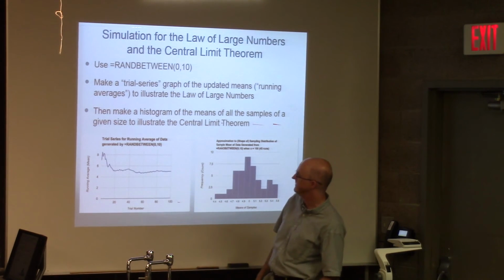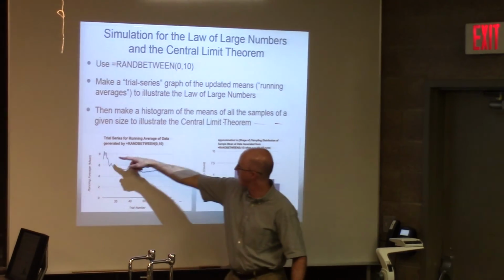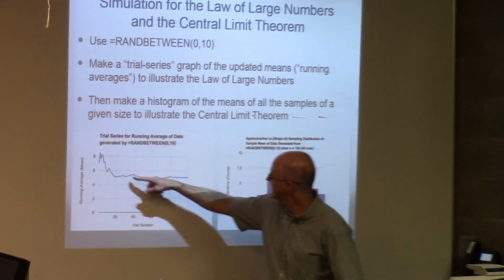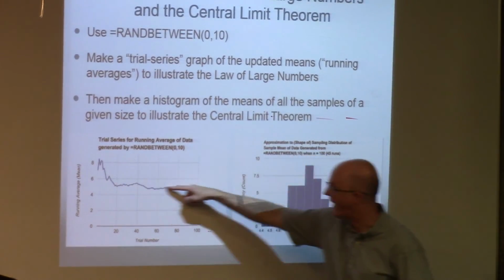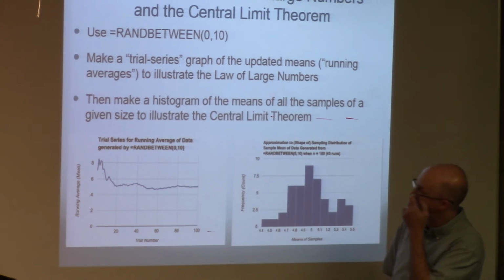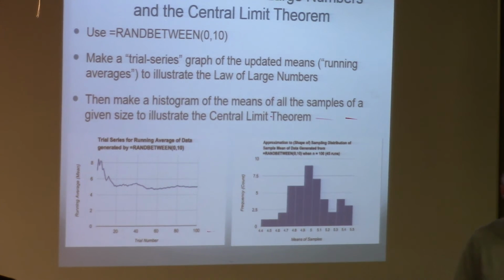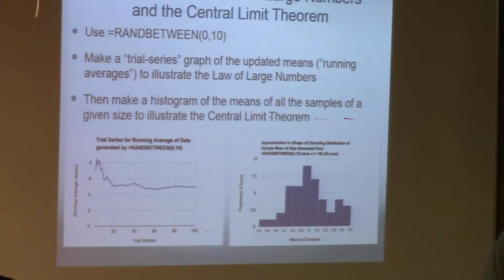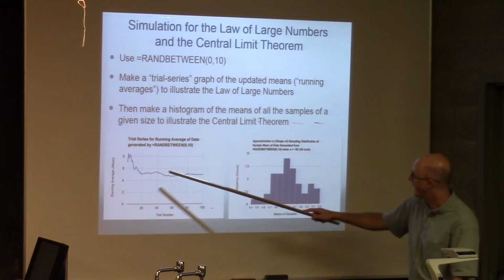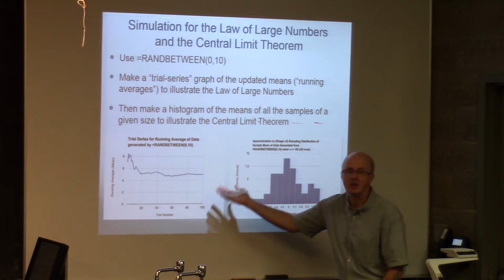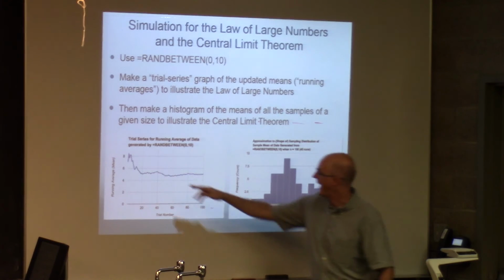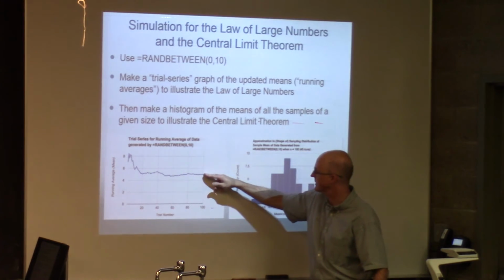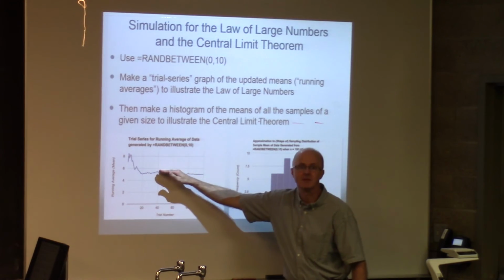The third number was lower, so this graph goes down. In the long run, look at this: it's approaching 5, which is the mean of the population that random between is modeling when I sample it. So I make this trial series. This is illustrating the law of large numbers. X bar keeps getting closer and closer in general to 5. The mu is 5.